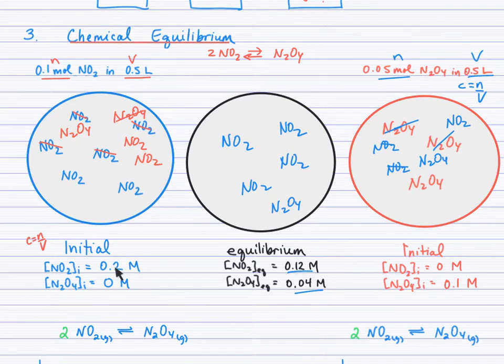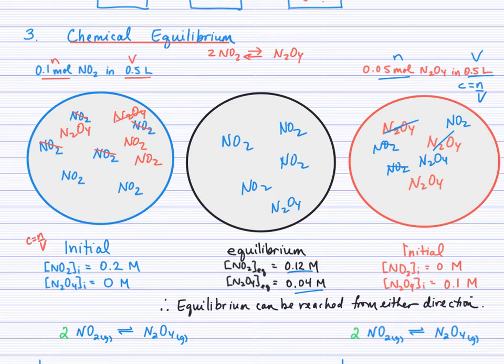And it turns out that if you start with 0.2 moles per liter of NO2 or 0.1 moles per liter of N2O4 with none of the other reactant in the flask, you'll eventually achieve equilibrium, and the concentrations will be 0.12 moles per liter for NO2 and 0.04 moles per liter for N2O4. And so you can see here that equilibrium can be reached from either direction.